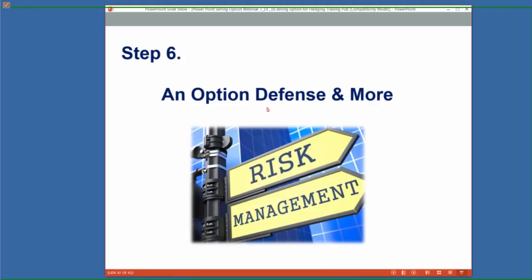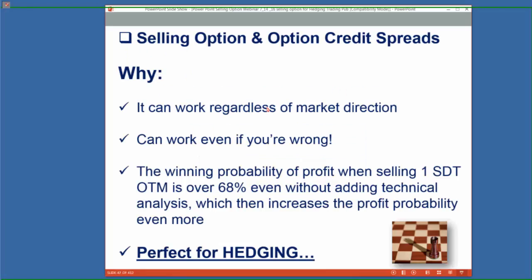Now, before we go there though, selling options and option credit spreads, this is the key. And the thing that is so great about it, when you sell an option, you have to remember, if you're just selling a naked call or put, you've got a lot of exposure. So the credit spread eliminates that exposure because it is a spread. So these are a fantastic way to trade for profit or hedging. And the reason is that they can work regardless of market direction, can work even if you're wrong, which is pretty awesome.